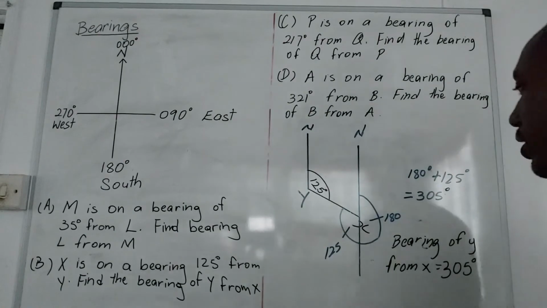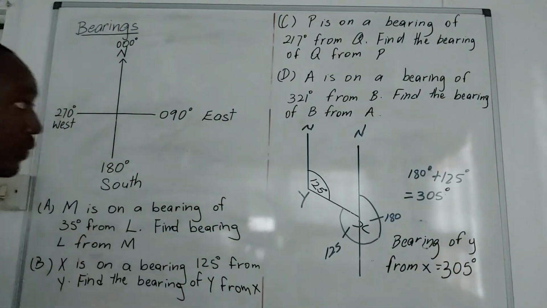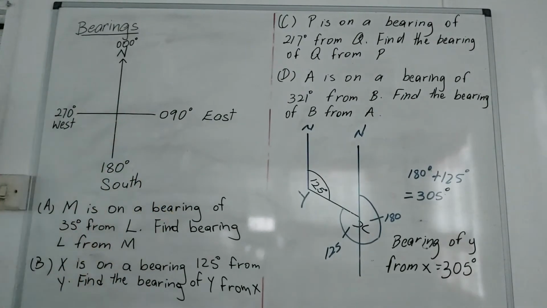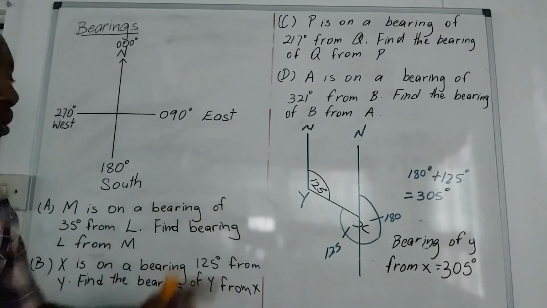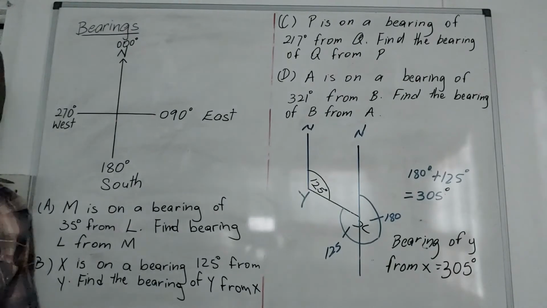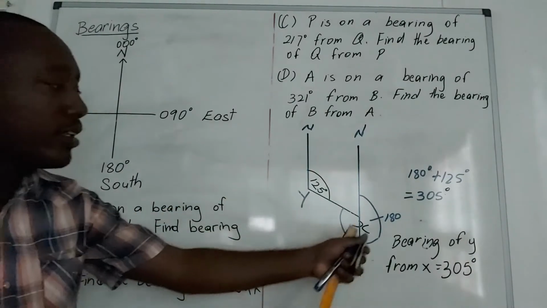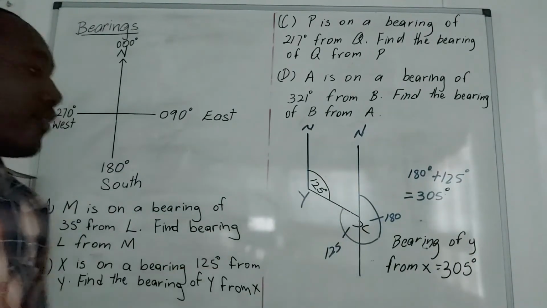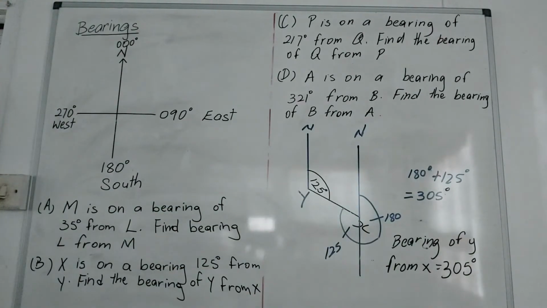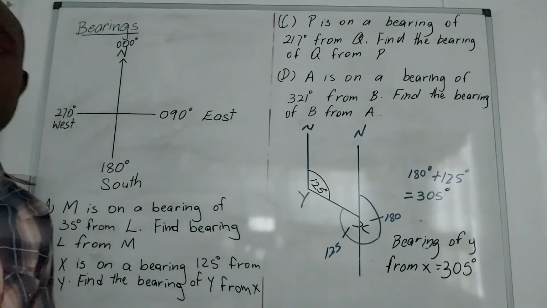So note that, as in our previous example and this example, anytime the angle is less than 180, to find the other angle, we add 180 and we get the bearing from one point to the next.